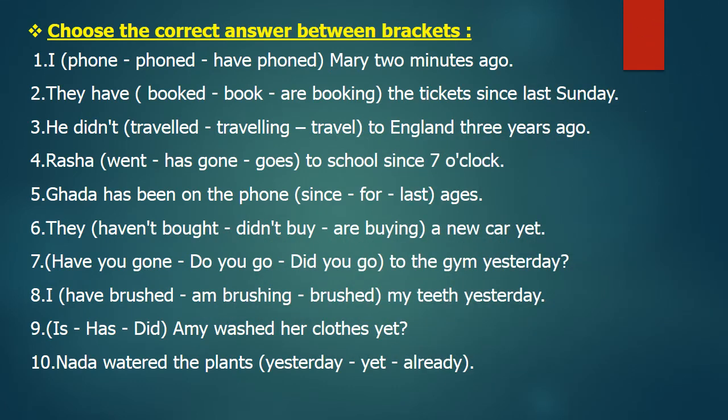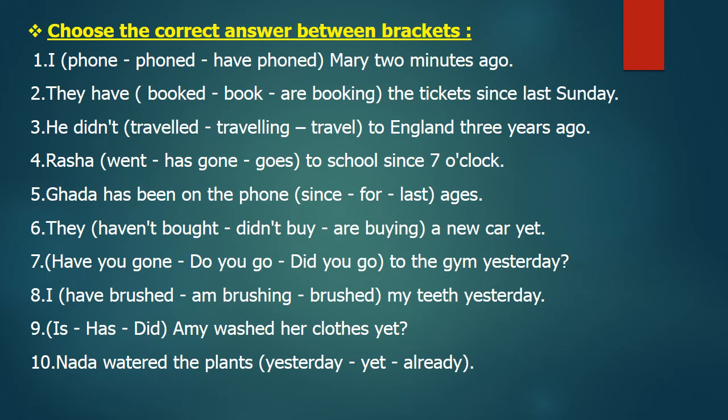Choose the correct answer between brackets. Number 1, I married 2 minutes ago. The word ago refers to the past simple. Exactly, I phoned, regular verb in the past simple. Number 2, they have the tickets since last Sunday. Here I need the verb in the past participle after have. They have booked.